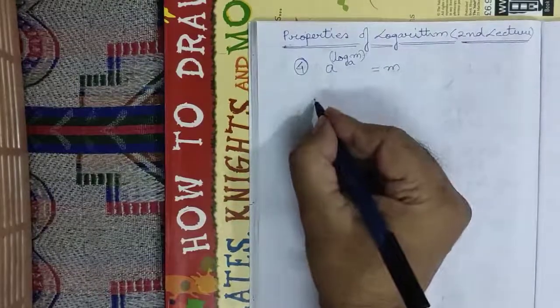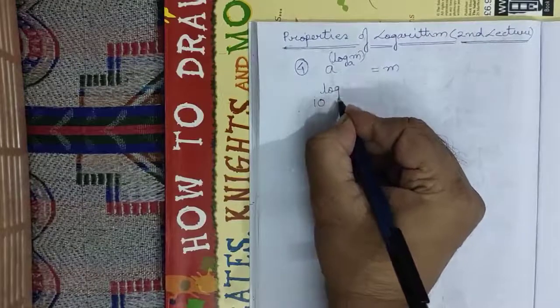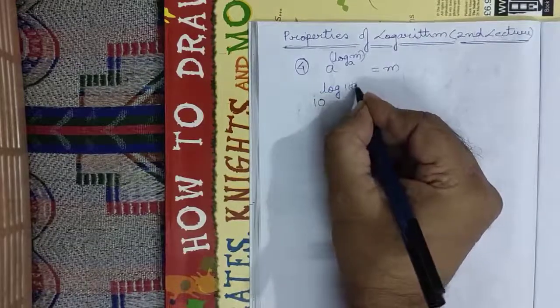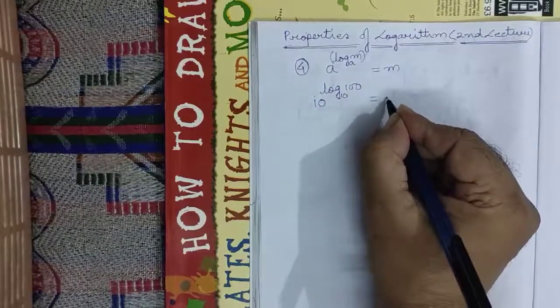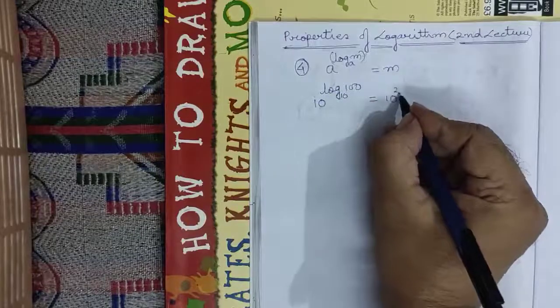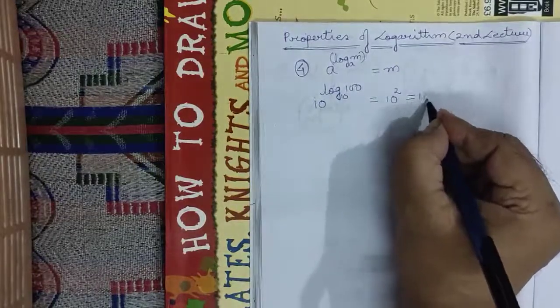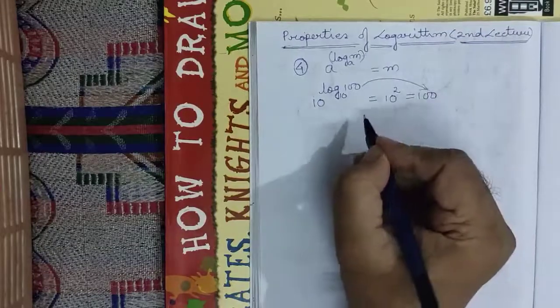Suppose 10 to the power, say, log 100 base 10. This will be equal to 10 to the power log 100 base 10, which is 2 only. So finally you will be getting 100 itself. So this 100 comes out like this.